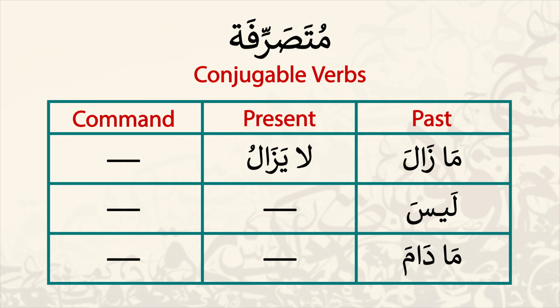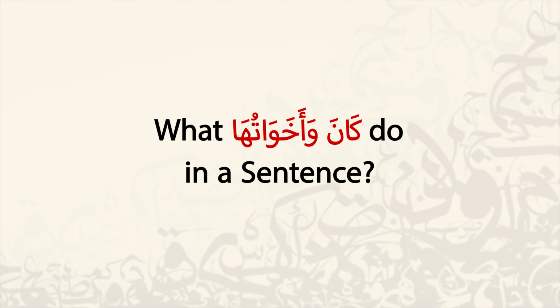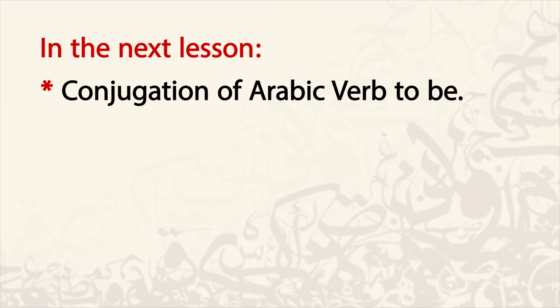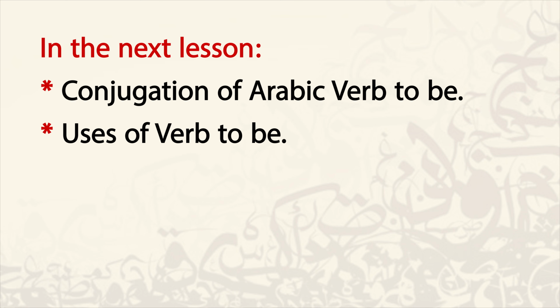The big question regarding this group is what they do in a sentence and how much change they imply. I'll stop here for now. I hope this lesson added you some insights. In the next lesson, we will identify the conjugation of verb to be. We will learn more about its uses, such as expressing past continuous tense, and we will have more examples about كان and its sisters.